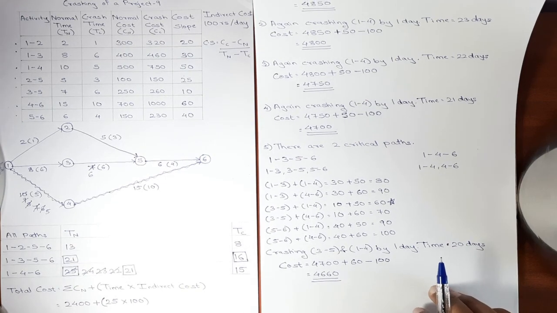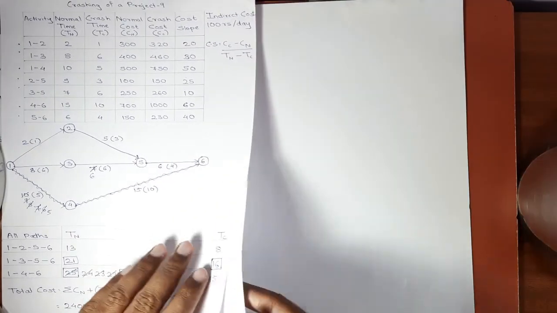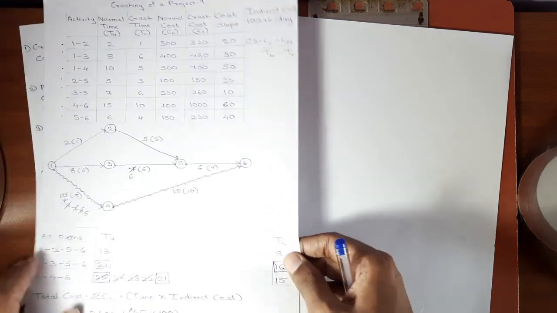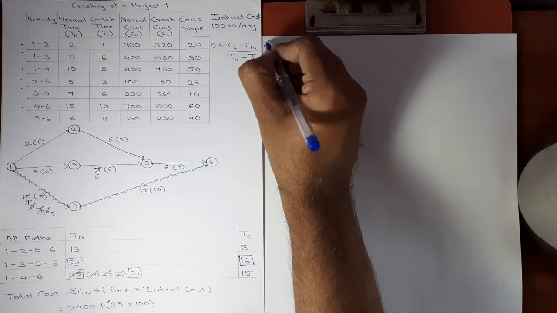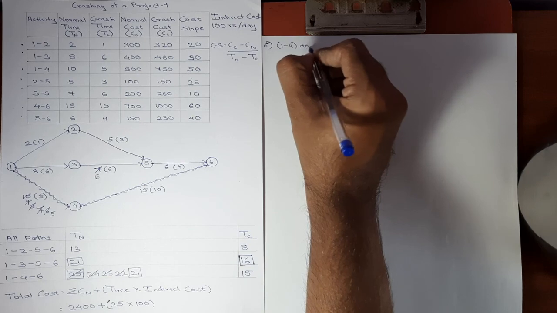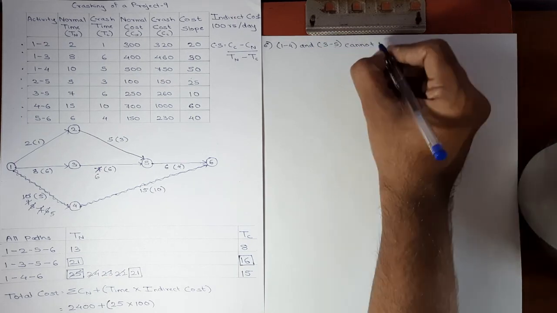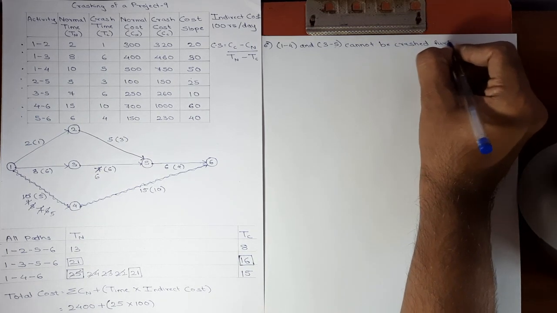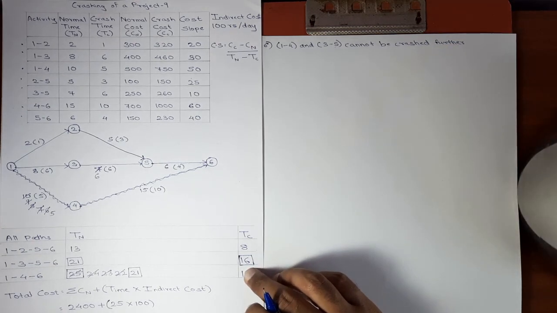So in our next step of crashing, that is step number 6. In step number 6, we'll just mention the exhausted activities. Activity 1, 4 and activity 3, 5 cannot be crashed further. We updated the network diagram. Now we'll also update the paths.